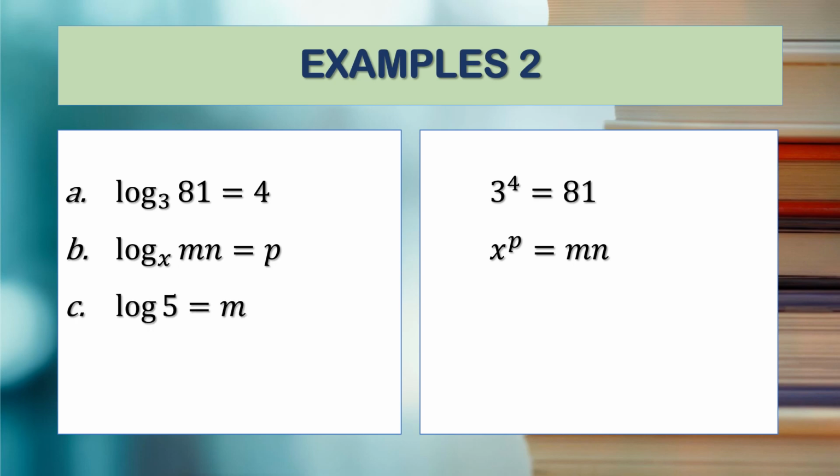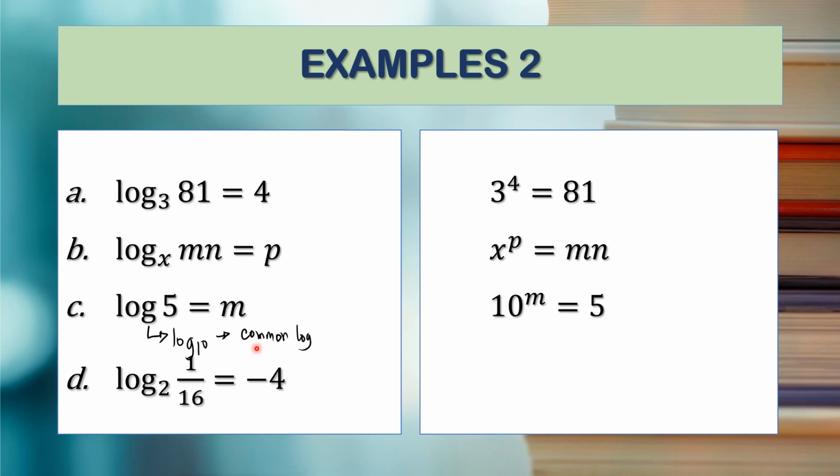Log of 5, or common logarithm 5, is equal to m. So this form here, as you can see, has no base. That means the base is 10. So it is known as the common logarithm. This is in the form of log with base 10. Now, given in common logarithm, log 5 is equal to m. In exponential form, it is 10 raised to m equals 5.